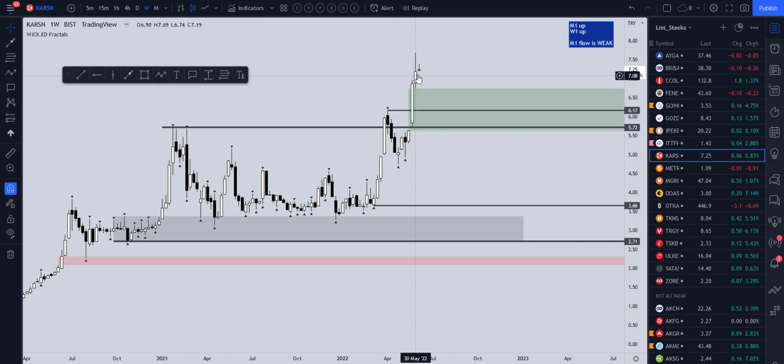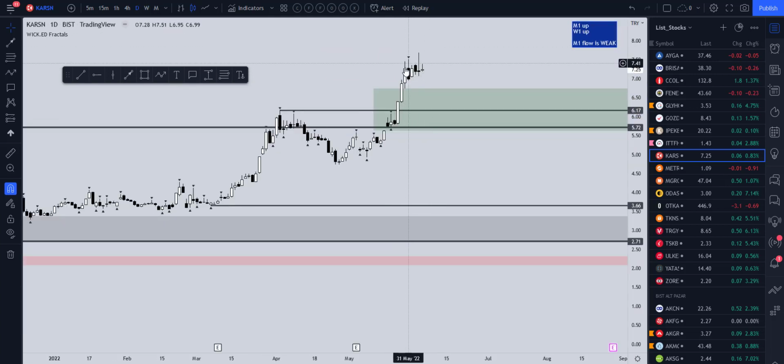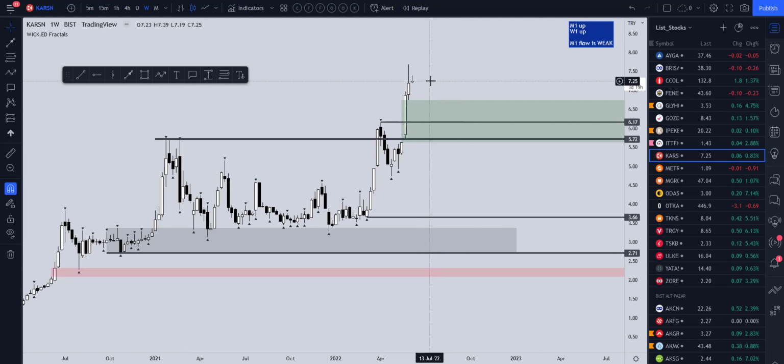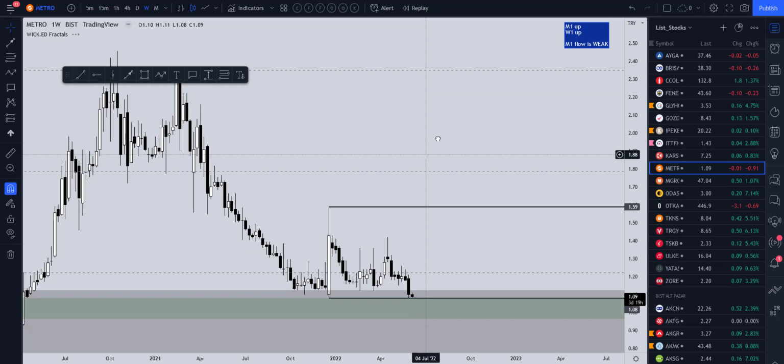I don't want to take it here. It is too overextended a situation and it will not have a daily fair value gap. Okay, so I'm not going to look here. I would like to take something here. It probably will not give it, but if it gives, I'll wait.